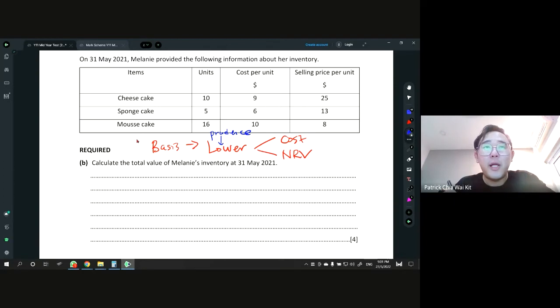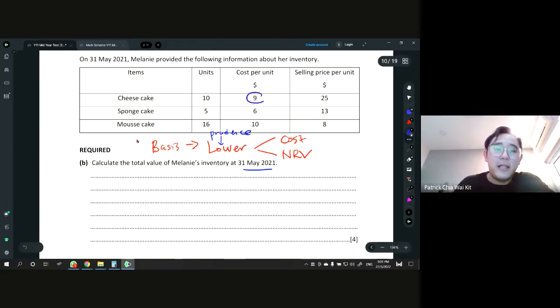Calculate the total value of Melanie's inventory. So we are looking at closing inventory. Cheesecake: we have 10 units, with cost price $9 and selling price $25. Obviously, we choose the $9. Sponge cake, 5 units, $6 and $13. Of course, $6 is lower. And mousse cake, 16 units, and $8 is lower than cost. So the selling price is lower, so we choose the selling price.